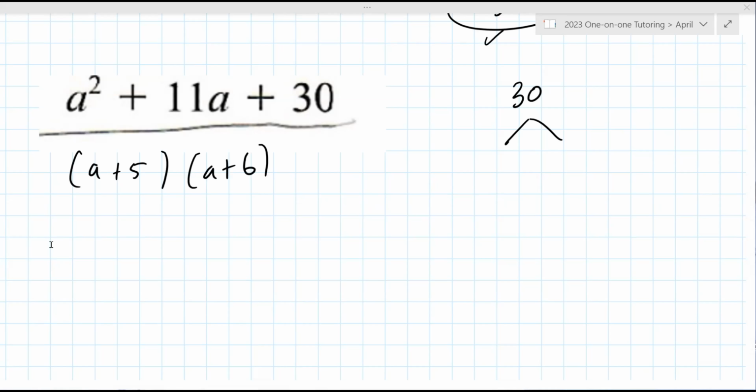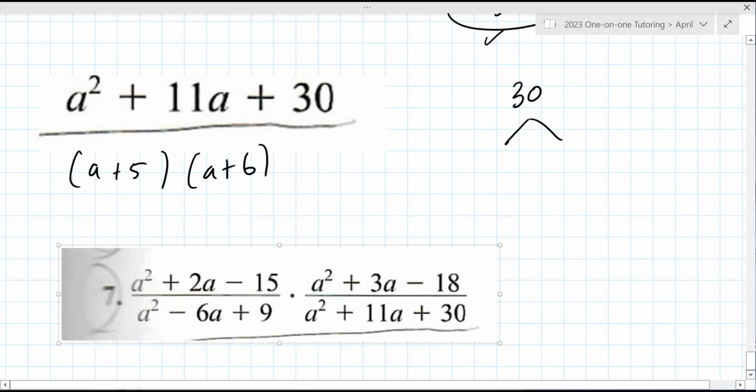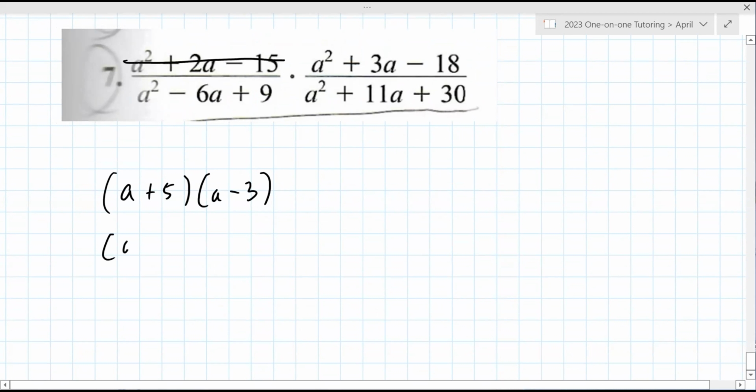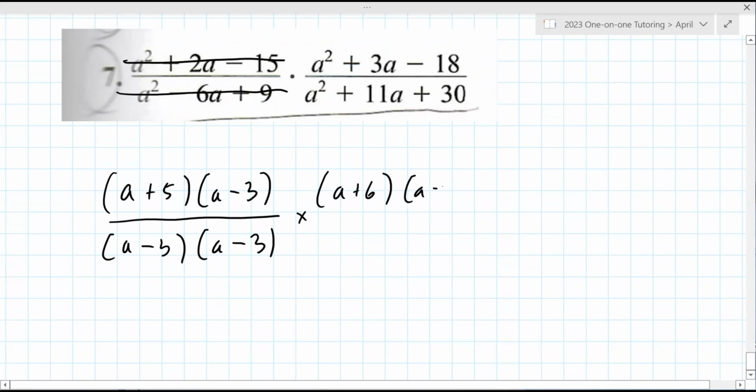All right, I'm just re-snipping in number 7, and now we're going to rewrite everything. The first one was a plus 5, a minus 3. That's the top left one. A minus 3, a minus 3. That's the bottom left one. This other one was a plus 6, a minus 3. That's the top right. Bottom was a plus 5, a plus 6.